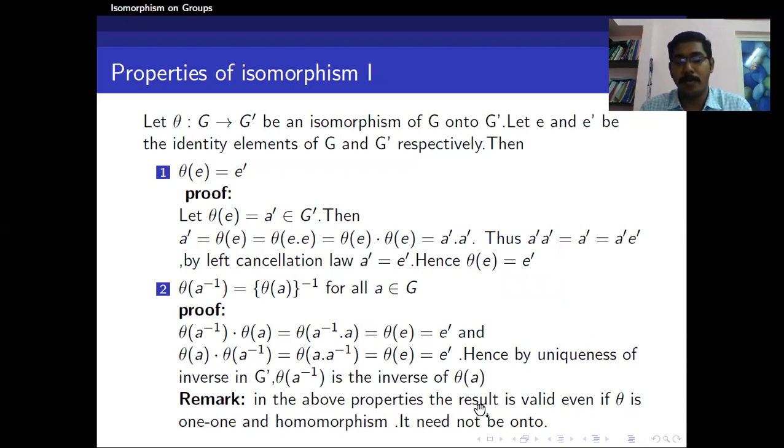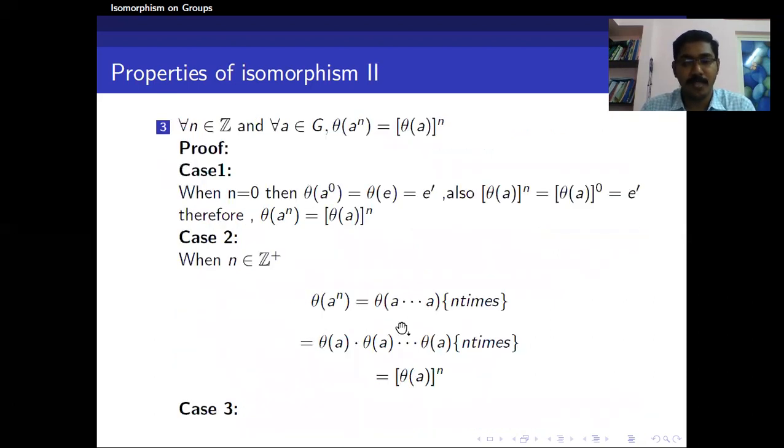Next, in the above properties, the result is valid even if theta is one-one and a homomorphism. It need not be onto. So in the previous case, F is one-one and a homomorphism, and we have not used the onto property in the previous proofs. So theta need not be onto.